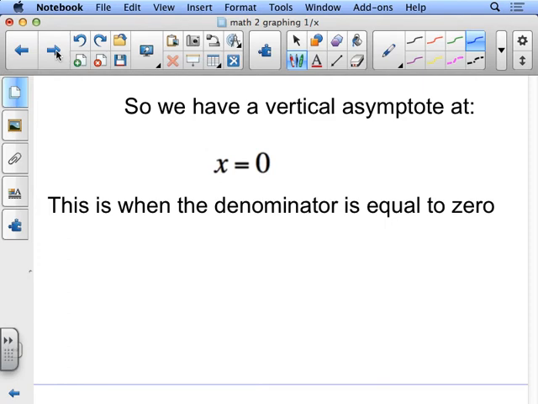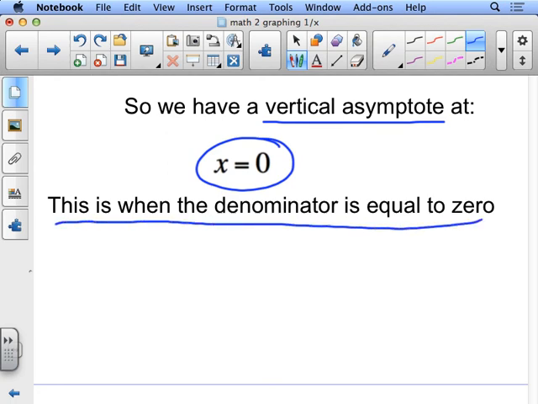This is our vertical asymptote. It turns out the equation of our vertical asymptote is x equals 0. This is why it's a vertical line. A simple way of figuring out where your vertical asymptote is: when the denominator is equal to 0, that's where our vertical asymptote is going to be.